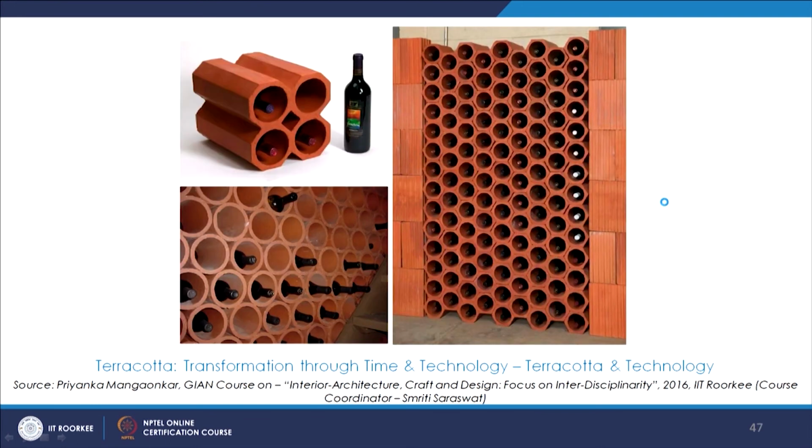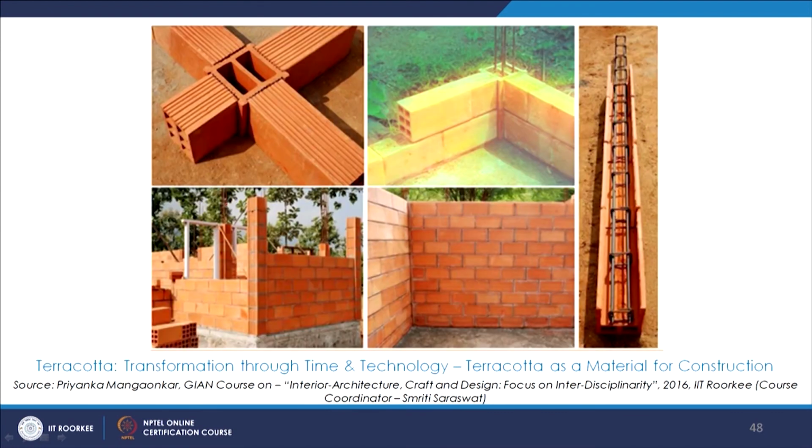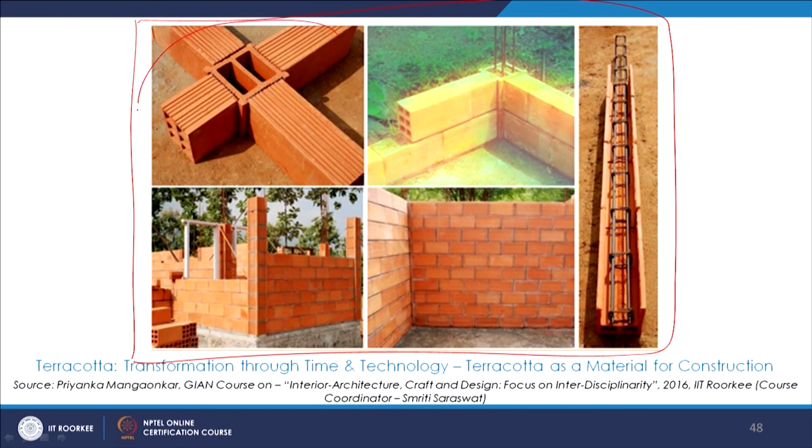And some more things here, the bottle rack and this module which is standardized and available in the market. And this is again the main slide that talks about how it is now used in the construction industry. So the hollow terracotta blocks and how they are used for making walls, parapets and different functions and different space-making elements. So this entire journey we had tried to understand in the previous modules.